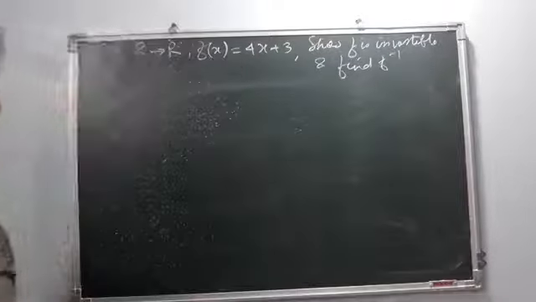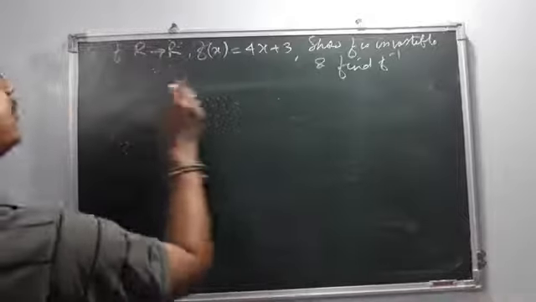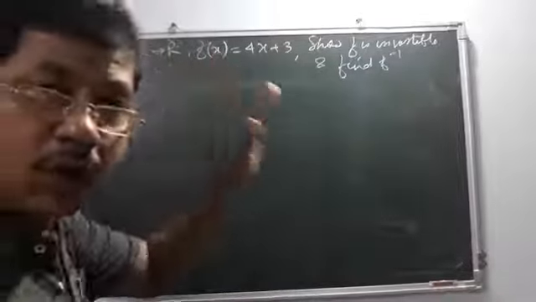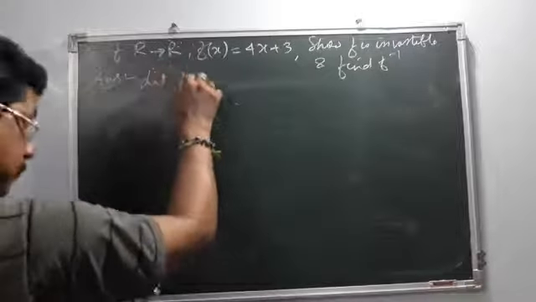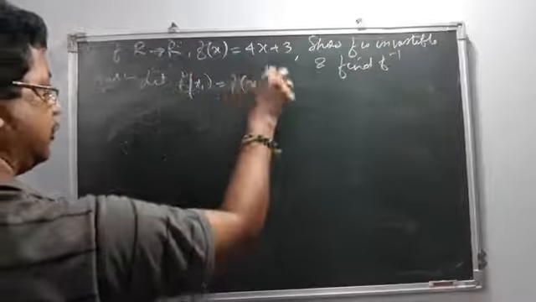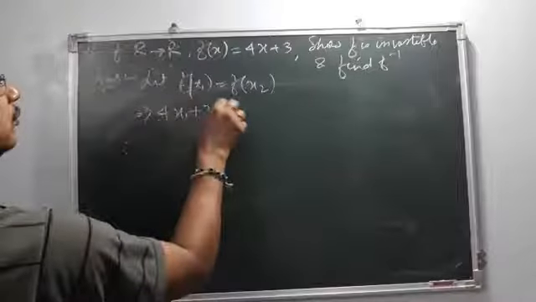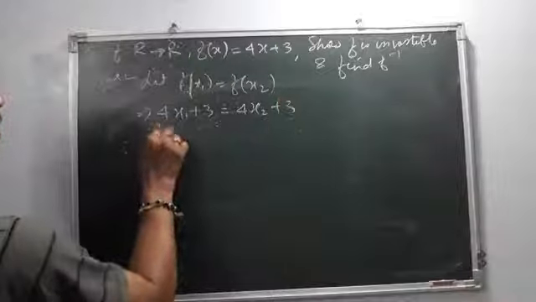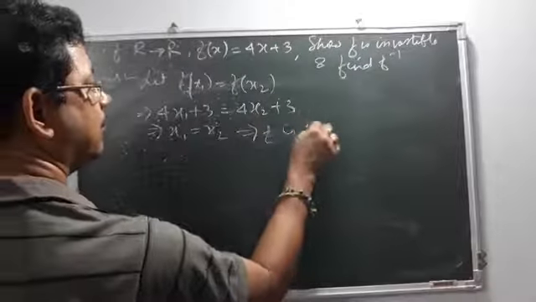Invertible means whether the inverse exists or not. So for the inverse to exist, what do we have to do? Show that f is one-one and onto. Let f(x1) is equal to f(x2), which implies 4x1 plus 3 equals 4x2 plus 3. After cancellation, we get x1 is equal to x2, which implies f is one-one.